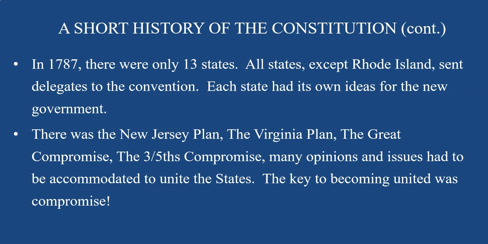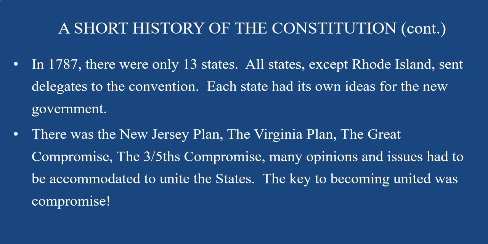In 1787, there were only 13 states. All states, except Rhode Island, sent delegates to the convention. Each state had its own idea for a new government. So you have 13 states, you have representatives from each state, and they were all trying to put together those ideas that would create a document that would ensure that the country would run smoothly, that the rights of people were respected by the government.